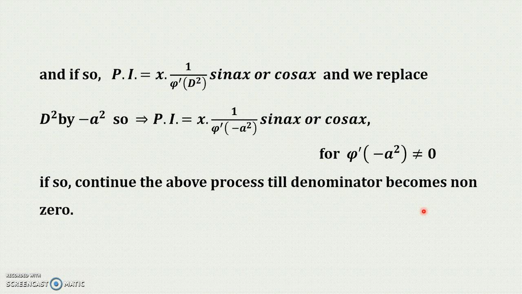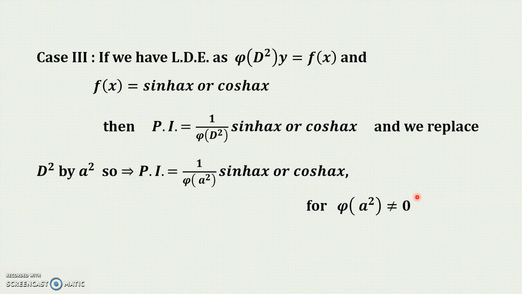But if it is equal to 0, again we have to multiply by x and take the derivative of phi dash of D square with respect to D. We get 1 upon phi dash of D square. Write down that function as it is and replace D square by minus a square, and therefore the particular integral becomes like this. But it again exists only if this term is not equal to 0. If it is equal to 0, we continue the process till the denominator becomes non-zero.